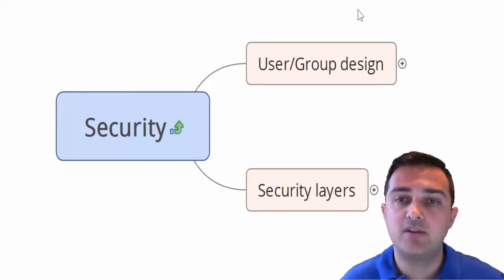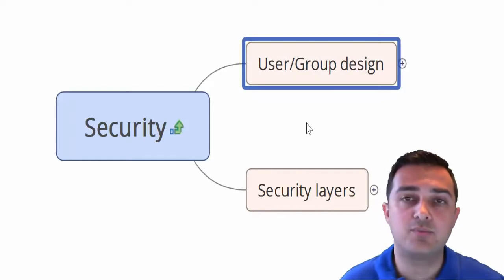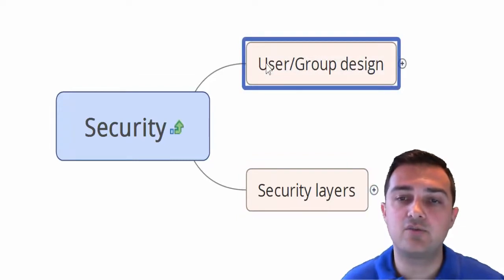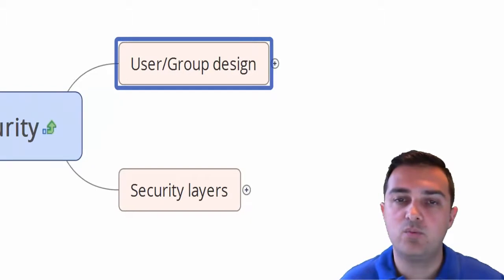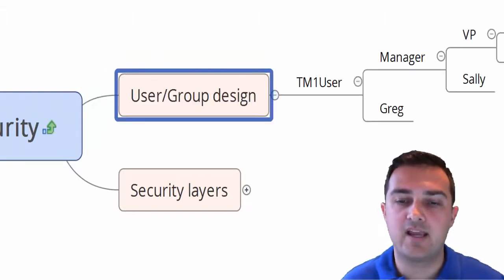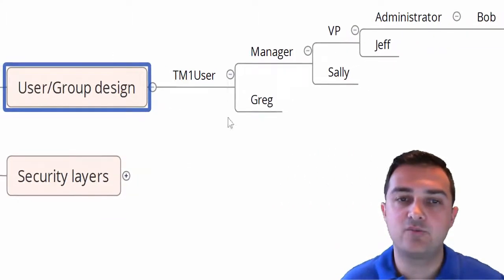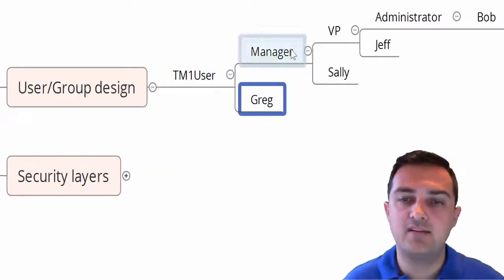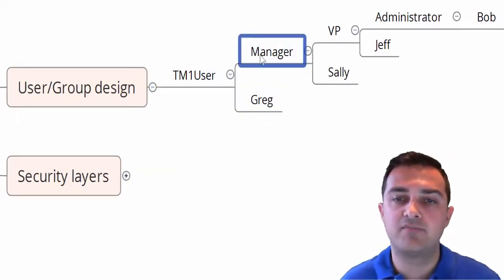For security, you want to make sure you're considering the user and group design. So there's the user group design and the security layer. We'll talk about user group design first. Let's imagine we have to figure out what groups we want to have. Here we have a set of groups where TM1 user is a group made up of our user Greg and our group managers.